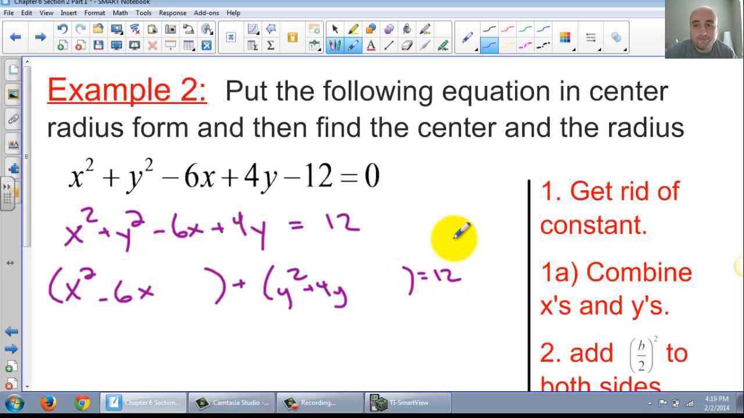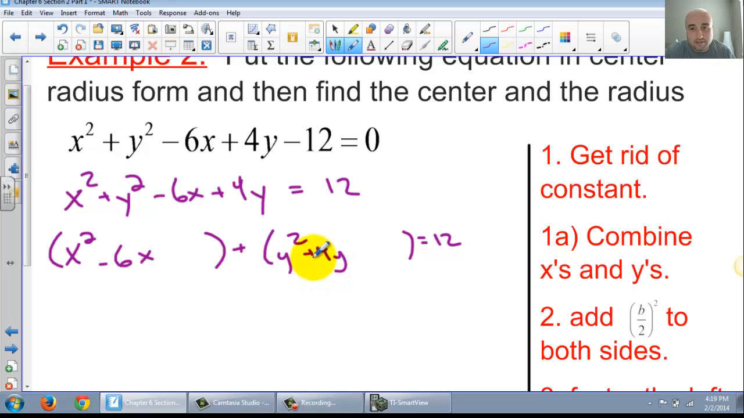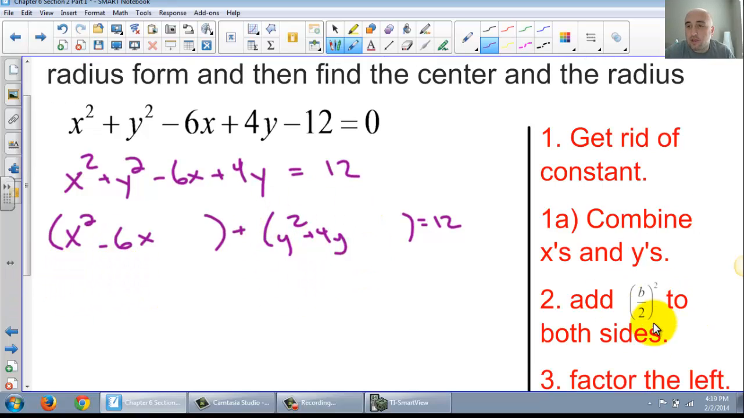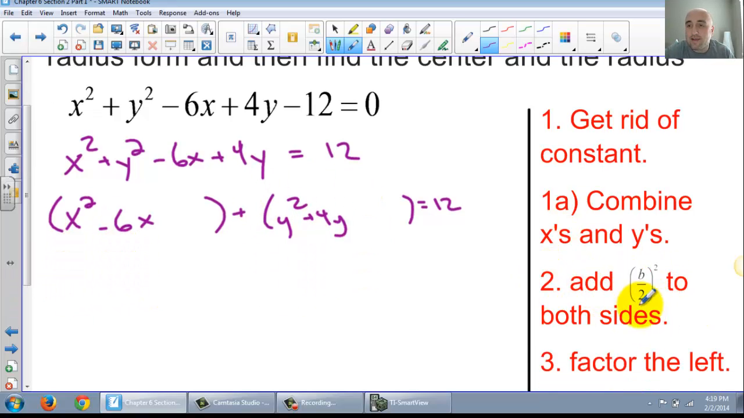Okay? So we've combined our x's and our y's together in one area. Step 2 says now add b divided by 2 squared to both sides. That should look familiar. We did that when we were completing the square. So we're going to take our b value, and add b divided by 2 squared to both sides.